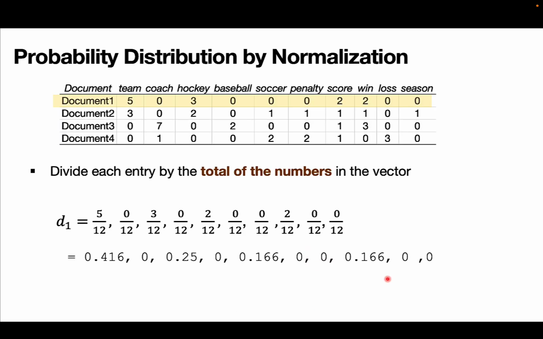How to obtain a probability distribution? We can do normalization in the data preprocessing step. So let's focus on document 1. There is a total of 12 occurrences or frequencies, so I'm going to divide each frequency by 12 and obtain this probability value.